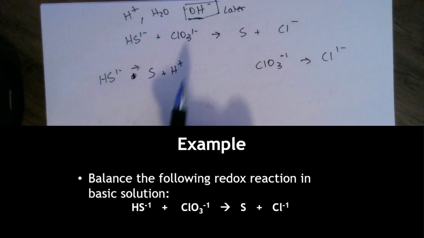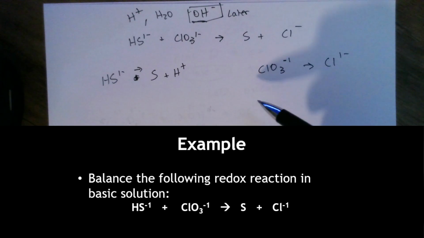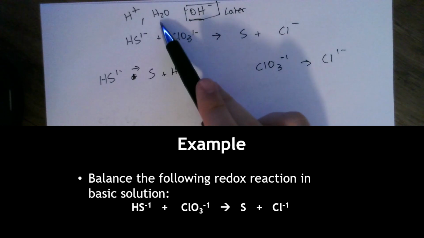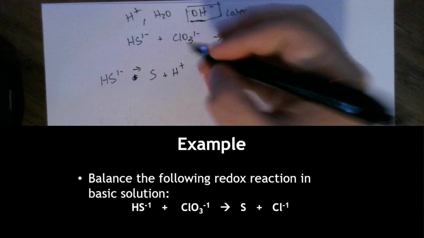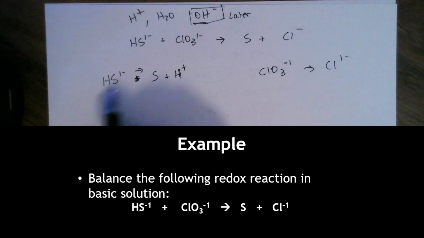So I'm going to add an H plus. Adding an OH minus, you can do that here. It's just going to really complicate it. Because then you have to add in H2Os, and it's really going to mess up your reaction. Okay. So we're just going to add in an H plus, so I have an H on each side.